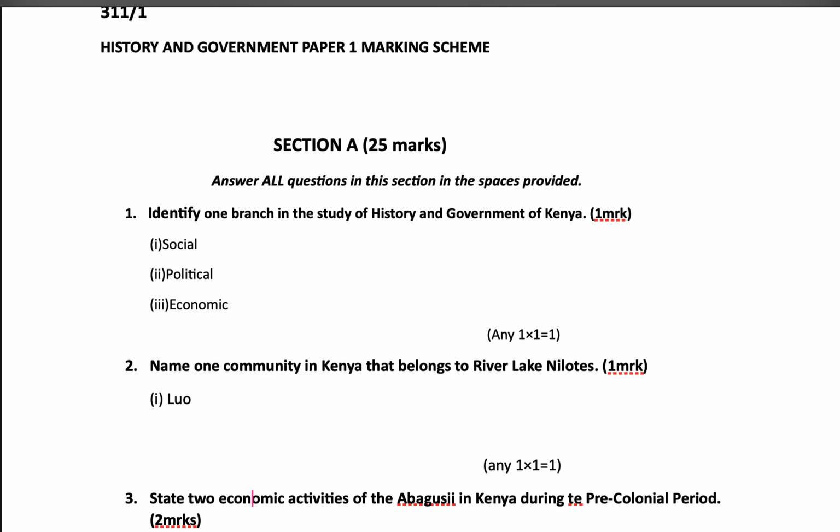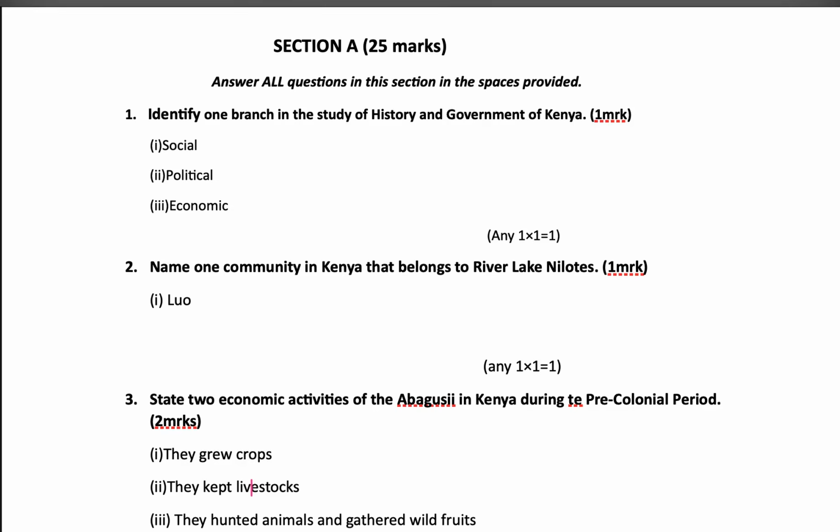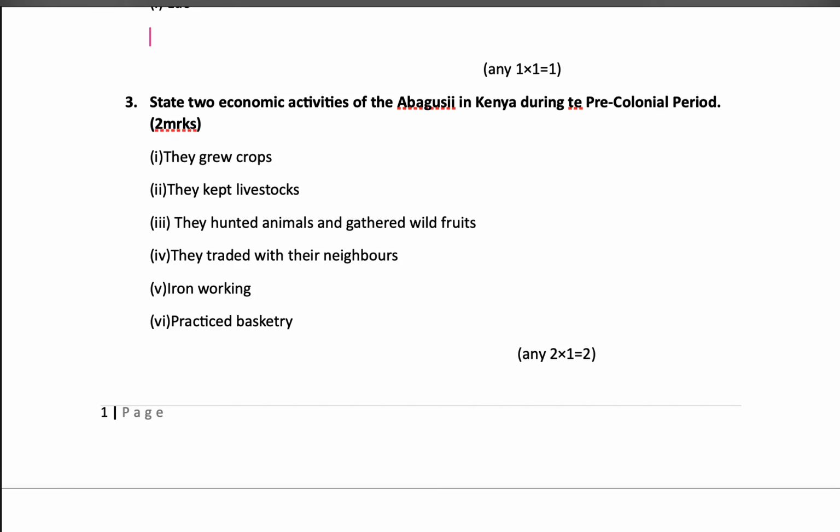Question 2. Name one community in Kenya that belongs to River Lake Nilotes. That is the Luo. Question 3. State two economic activities of the Abagusii in Kenya during the pre-colonial period. They grew crops, they kept livestock, they hunted animals and gathered wild fruits, they traded with their neighbors, ironworking, practiced basketry.